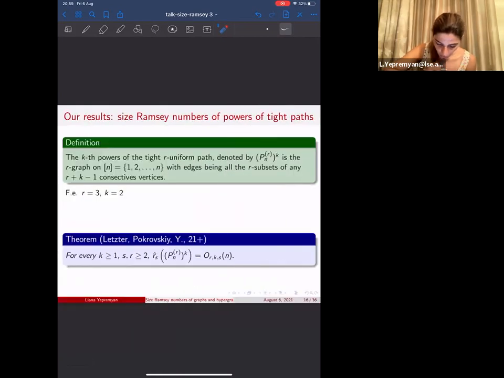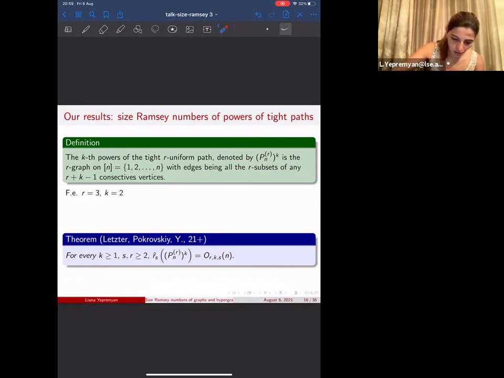What we did show is that their question has a positive answer. The size Ramsey number of the r-uniform tight path is actually linear. In fact, much more is true. We can also take any fixed power of such a path, and the size Ramsey number of such hypergraphs would also be linear.